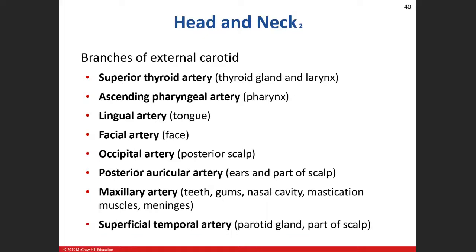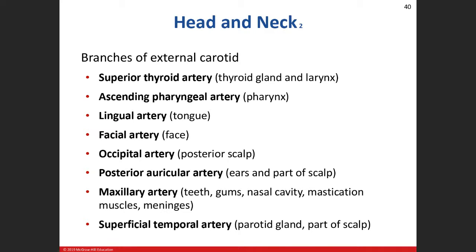Now I'm not expecting you guys to be able to tell me which of these blood vessels does what, but you can tell by the name. What do you think the facial artery does? It supplies the face. Really, seriously, this is one of the few times where anatomists were like, hey, let's make this easy to learn and just name these things for what they do or what they supply.